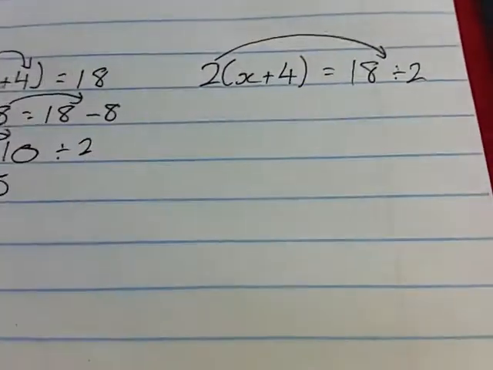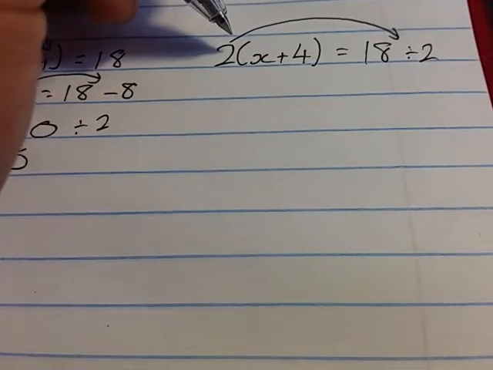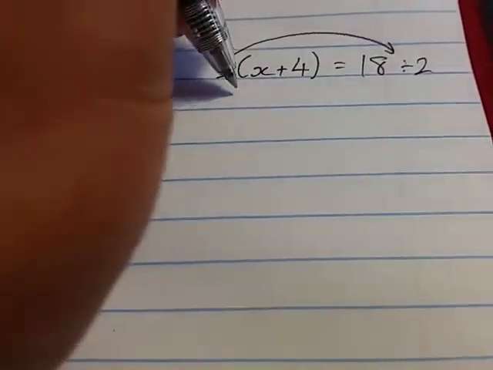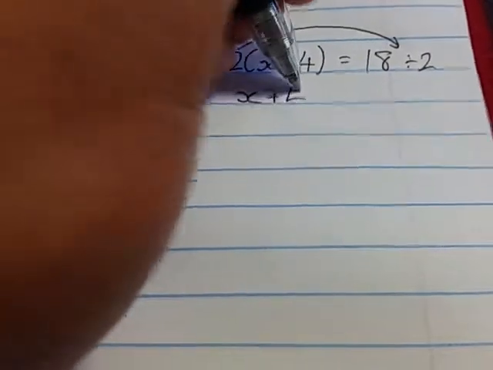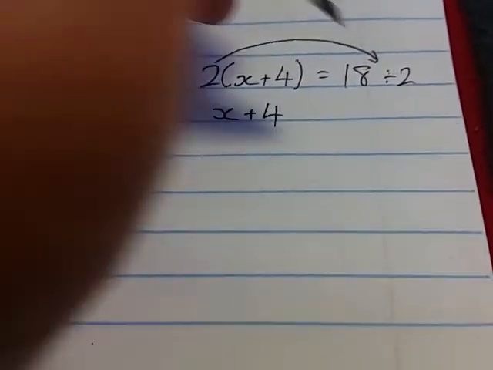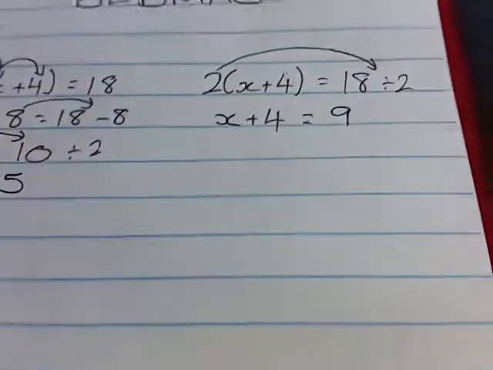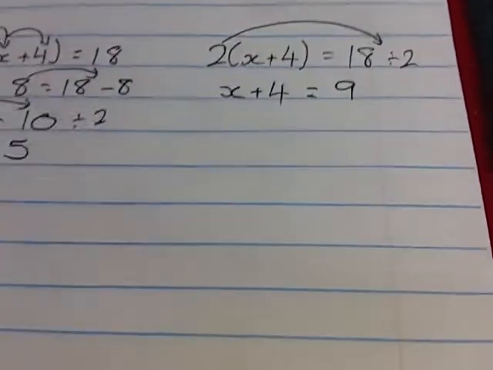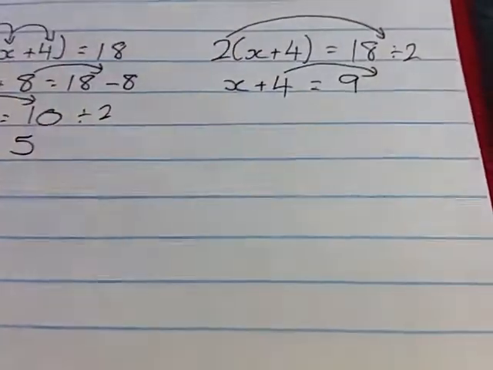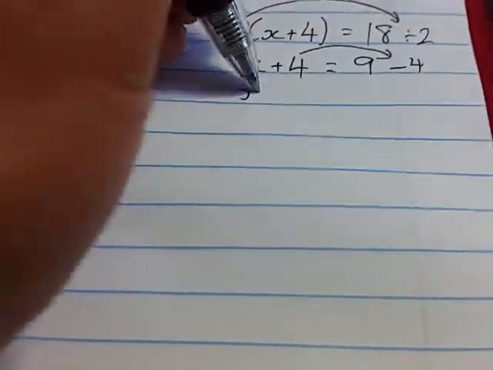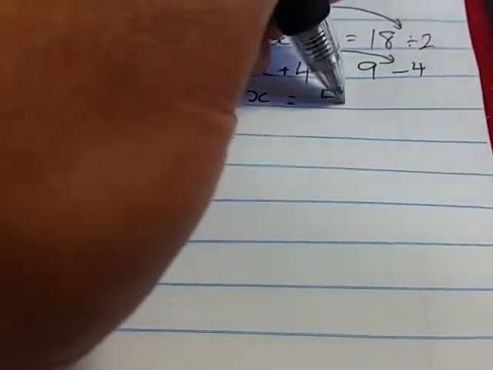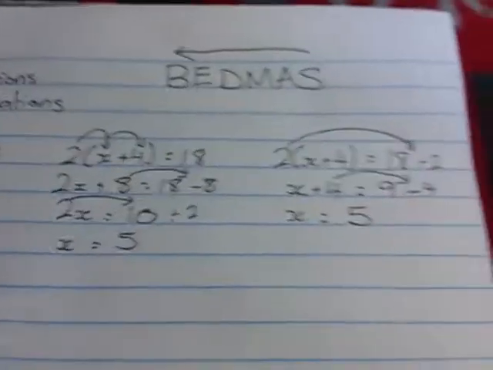So you can move the 2 over. Multiplication by 2 on one side becomes division by 2 on the other. And in moving that 2, you actually break the brackets. So you can just write normal x plus 4, which equals 18 divided by 2, which is 9. And then you can move the 4 over to the other side. Positive 4 on one side becomes minus 4. x equals 9 minus 4, which is 5.